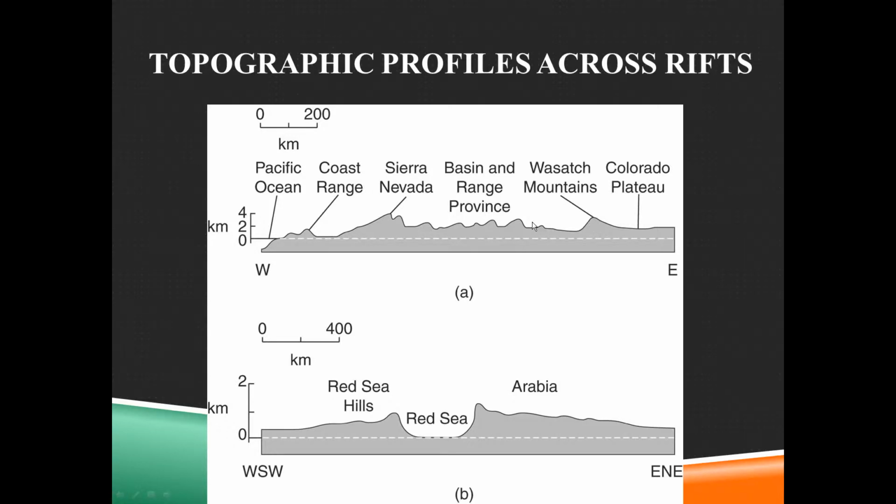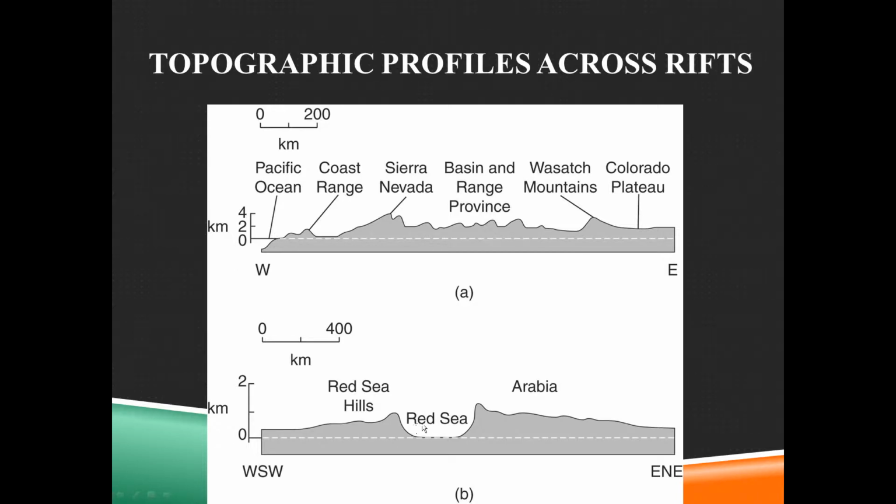Within that basin and range province, we have highs and lows. It's how it gets the name, basin and range. But we can see that overall it's still lower than the mountains on either side.